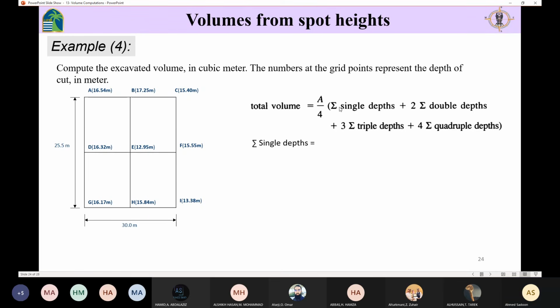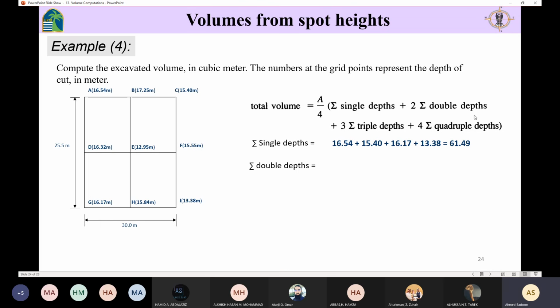Then you need to sum the value of the single depths. How many single depths do I have? I have 4: A, C, G, and I, because these points are not mutual with any spots, only for this spot here, and this one only for that spot, and so on. So I'm going to have this plus that plus this plus that. This represents the summation for single depths.